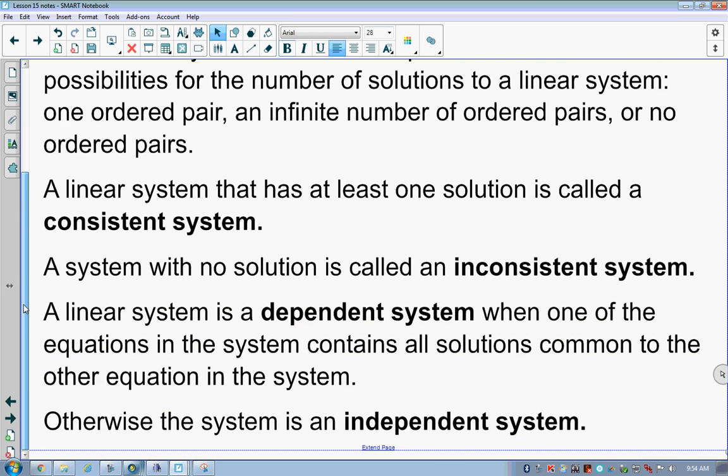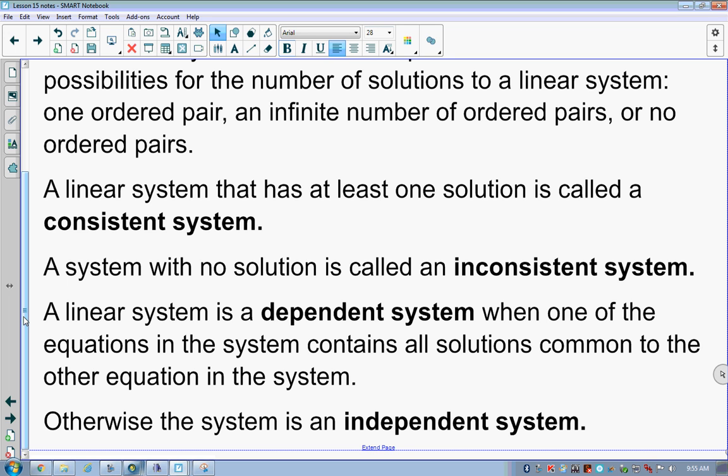All right, and then they start to classify these with some terms that you may not be super familiar with, and you're going to need to know these situations. A linear system that has at least one solution is called a consistent system. Notice that it says at least one solution. That means we can use consistent for either one ordered pair or an infinite number of ordered pairs. So consistent we'll use for an intersection or all intersections.